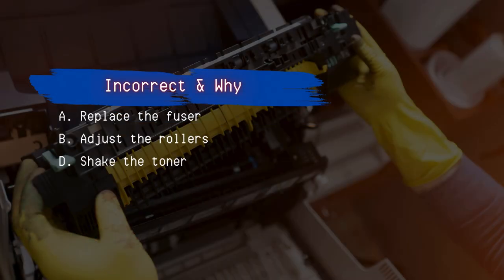Incorrect answers: replace the fuser. The fuser is responsible for bonding toner to the paper. It doesn't affect the content or structure of the print job. B. Adjust the rollers. Rollers handle paper feeding, not how the text appears. Garbled characters aren't caused by feed issues. D. Shake the toner. Might help with light prints due to low toner, but not with incorrect character or formatting issues.